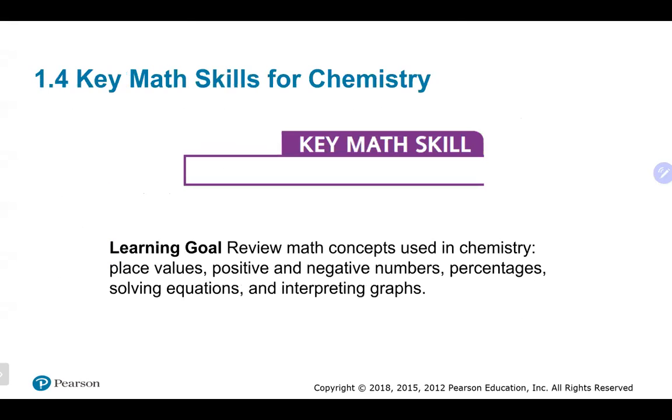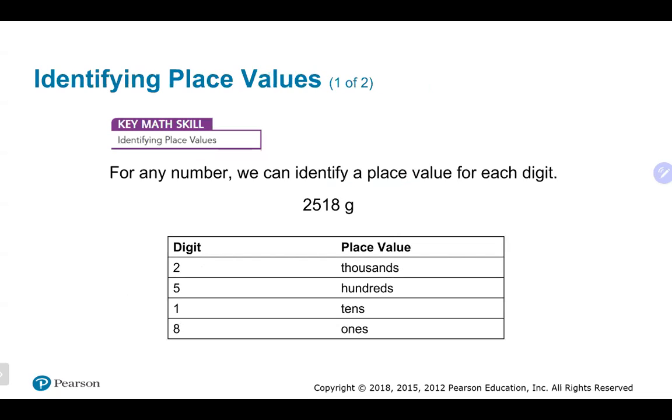All right, let's talk a little bit about some math skills, which is a part of this chapter. And again, we touched upon some of these things today. It is good to obviously understand what each of these numbers represents. So that's the thousands place, right? Hundreds, tens and ones place.